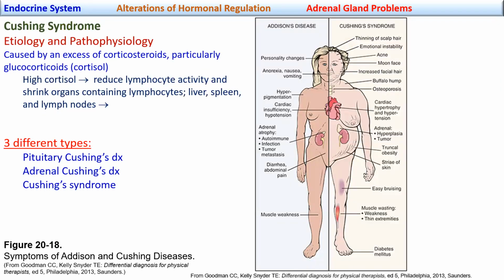So the Cushing syndrome. Let's focus on the Cushing syndrome first, as the high release, or increased secretion, of the cortisol hormone. When there is an excessive secretion of glucocorticoid, which is a steroid, in this case cortisol, the high cortisol will lead to reduced lymphocyte activity and then immune suppression.